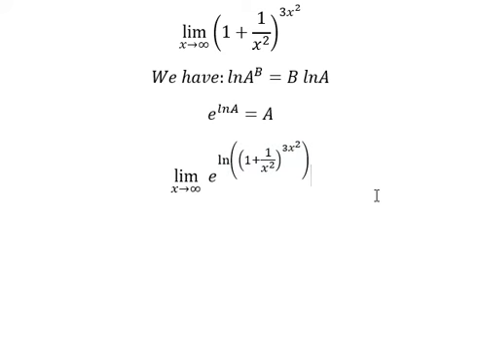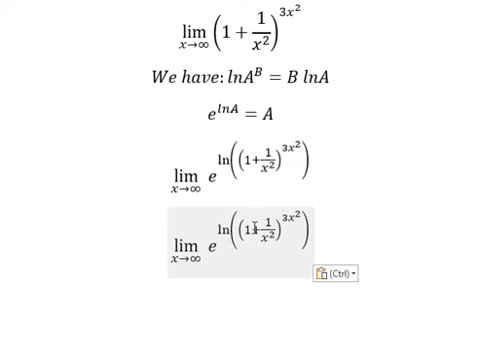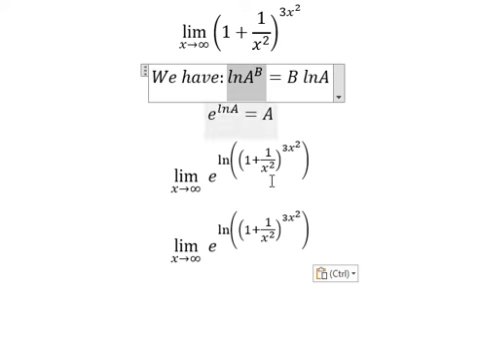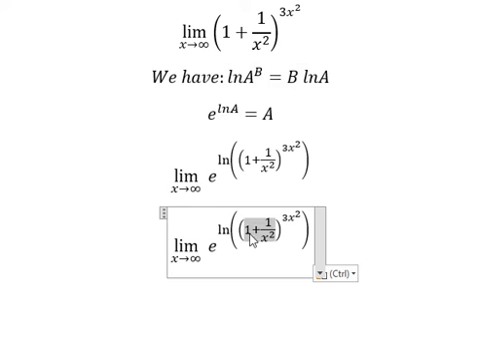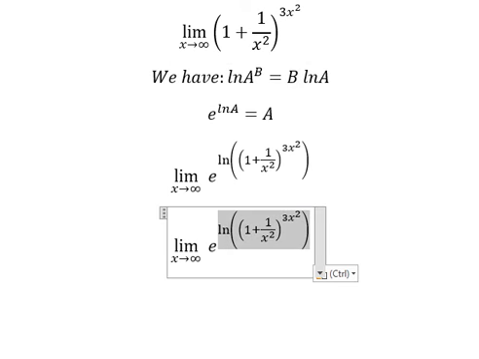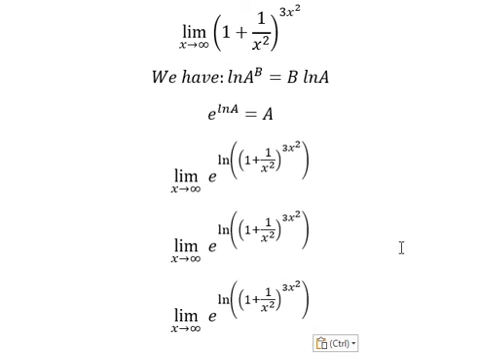Next, ln of this one, we see that capital A is 1 plus 1 over s squared. Capital B is 3s squared. So if we apply the formula in here, we have b ln A. So we have like this.